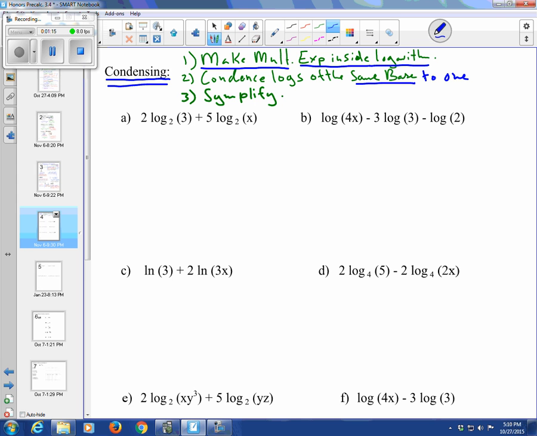And then once we've done that, we can talk about simplifying. So let's get involved in this process right here. We'll look at 2, and then I'll let you guys go through and do the rest of these.